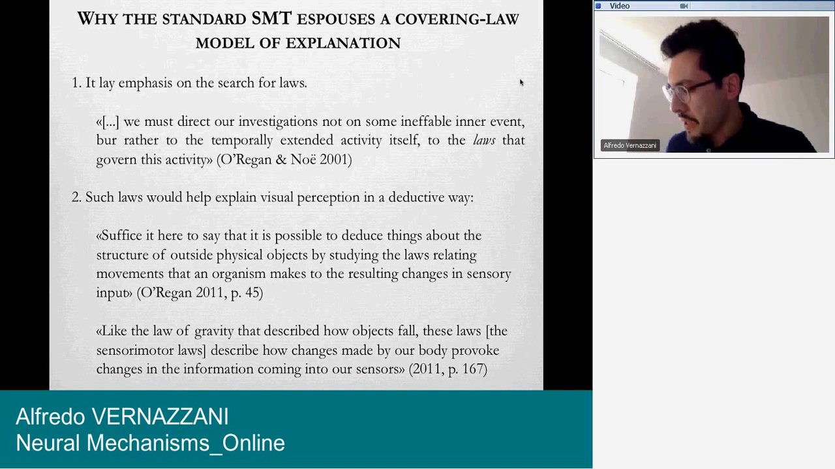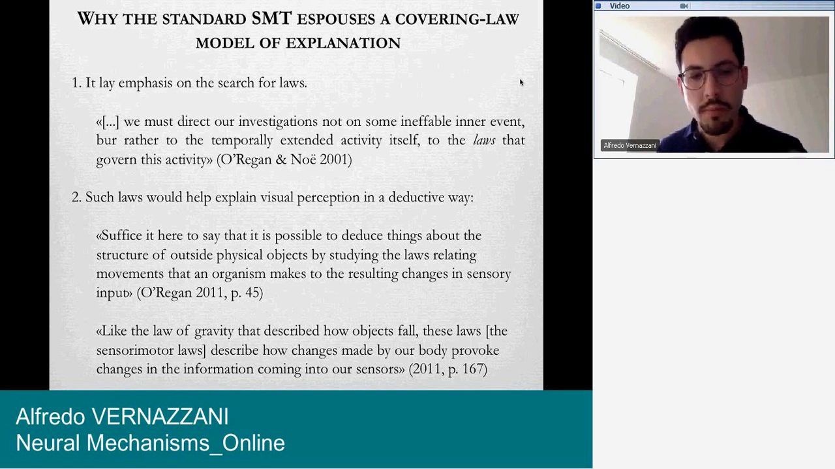Now, it was pointed out to me by a referee when I first submitted the paper that this passage is actually meant to describe the work of the brain. So there is a little bit of interpretive controversy regarding this passage in context. Apparently the brain would deduce things about the structure of outside physical objects, but there is also some textual evidence showing that this is precisely what scientists are doing when we try to explain visual perception. What we are doing is basically setting up a deductive argument.